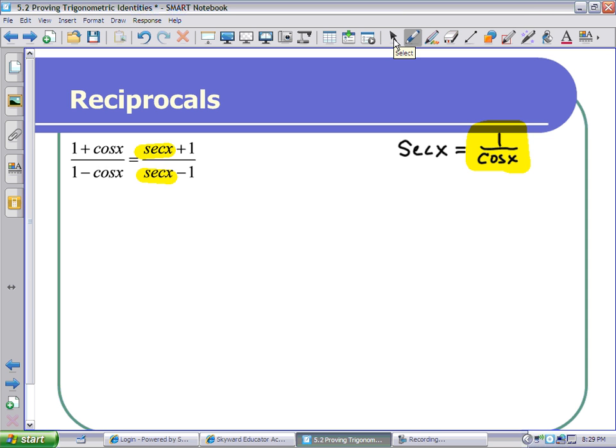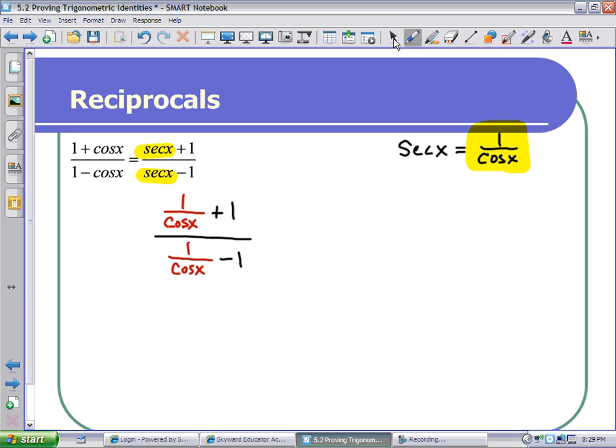So here I'm going to replace secant x with 1 over cosine x, and that's going to be plus 1, over 1 over cosine x minus 1. Now you could approach this from two ways. I could look to get common denominators in the numerator and common denominators in the denominator.